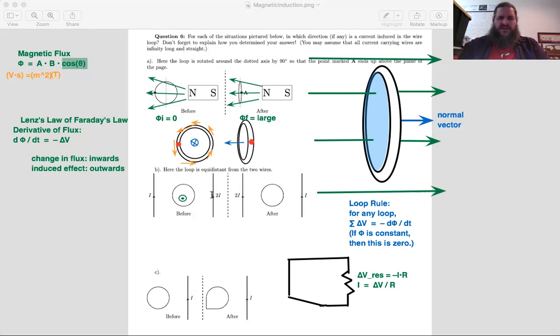And how does that change in the final situation, the after situation? If we switch it so that the left wire is now the stronger current and the right wire is now the weaker current, would the inwards or outwards effect win out here?